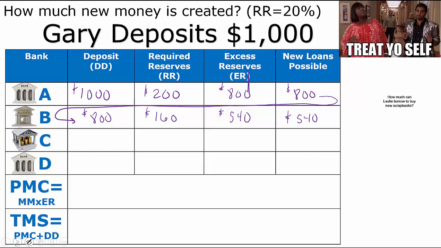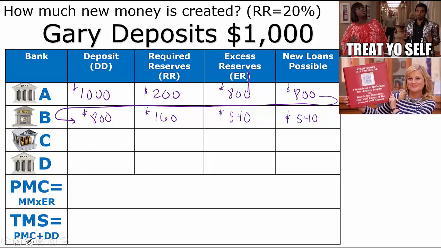Who borrows it? Leslie, so she can make some new scrapbooks. By the way, someone said that she would have a binder on how to remedy the coronavirus. I don't know if that's true or not. Anyway, that $540, guess where it goes? It goes into another bank.